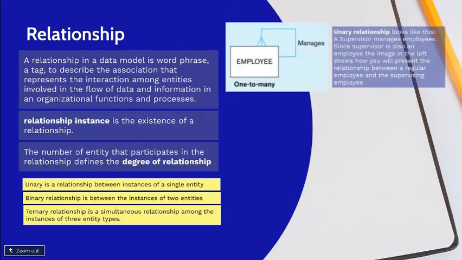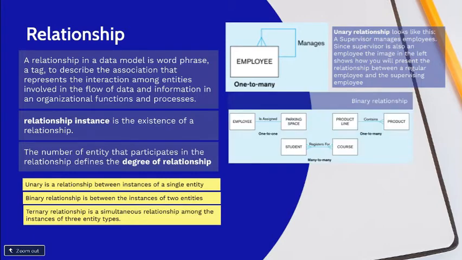This is a good example of a unary relationship: an employee table. Since the supervisor manages employees and the supervisor is an employee, we can say that the employee supervisor is related to the ordinary employees.